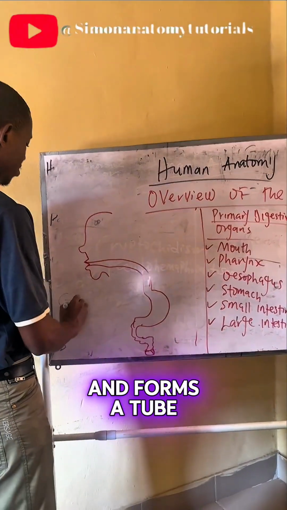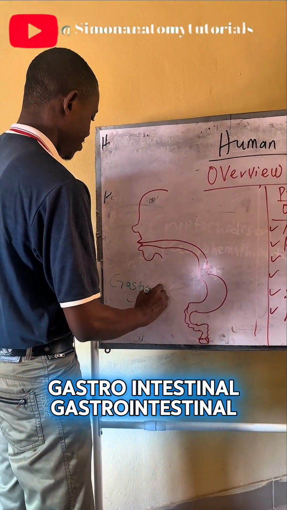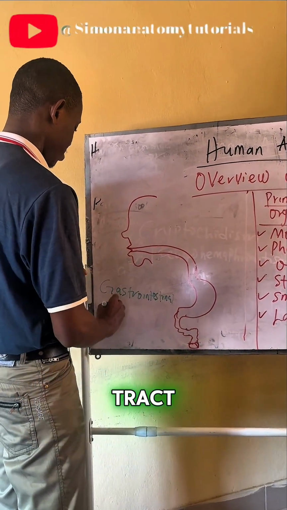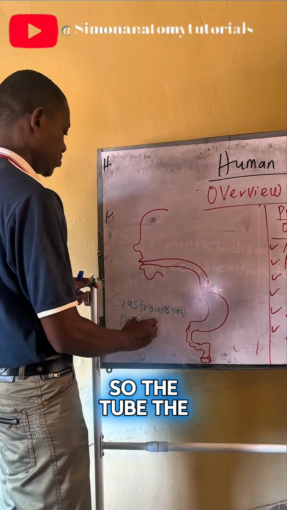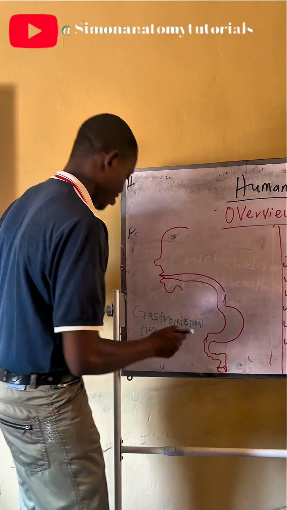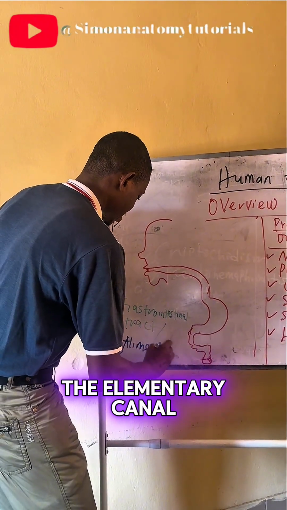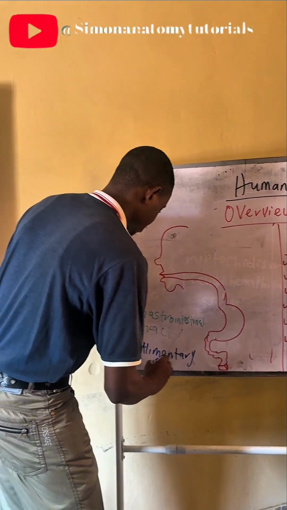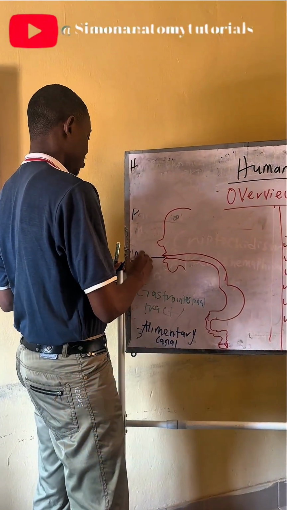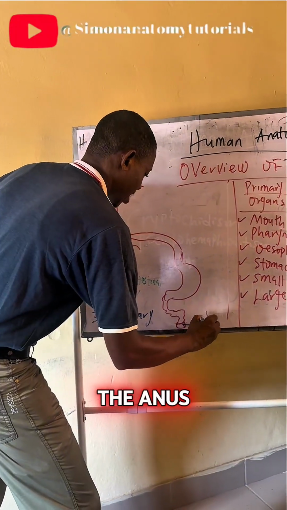They form a tube called the gastrointestinal tract. So the tube, the gastrointestinal tract, or what we call the alimentary canal, begins from the mouth right here and it ends at the anus.